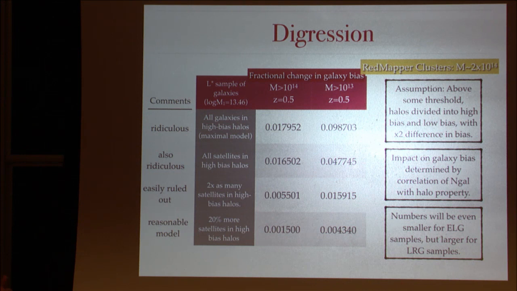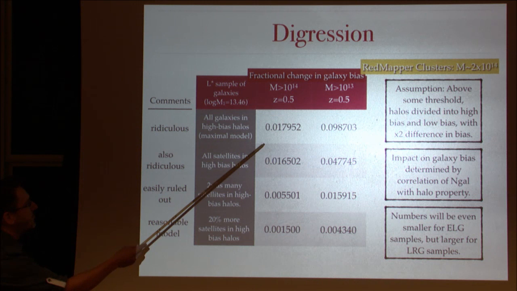So if I made some model that says once I reach some critical halo threshold, this is where the clusters diverge into a high bias population and a low bias population, the maximal effect you can have is that all of the galaxies are in the high bias halos and there are no galaxies in the low bias halos. That's the maximum effect relative to your initial assumptions about a mass-independent HOD. And even in this ridiculous model, which is obviously ruled out because we detected those clusters optically, that's only a 1.7% effect at a redshift of 0.5.